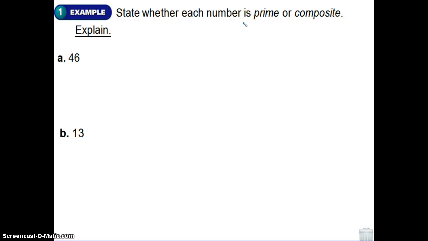So we talked about prime and composite numbers. Prime numbers only have two factors, 1 and itself. Composites are just the opposite. They have more than just 1 and itself. So we're going to say, is 46 prime or composite? Well, I know through my divisibility rules that we talked about in section 2.1 that if a number is even, like the number 46, it's divisible by 2. So I would say this is a composite number.